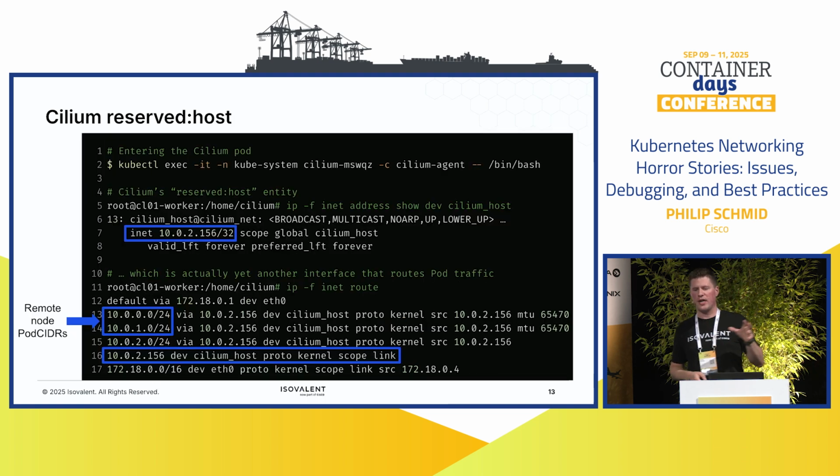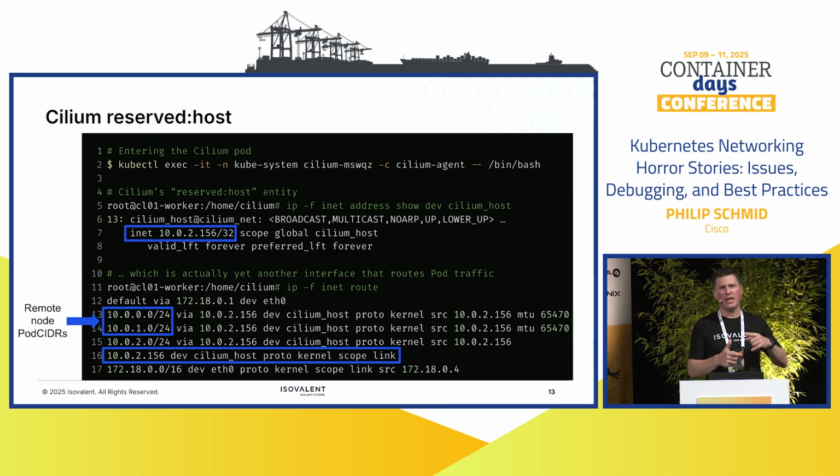Now, the other reserved IP is used for the Cilium host itself, so essentially for the Kubernetes node where the Cilium agent is running. And this one is even more critical to Cilium, as it is used for basically all kinds of routing.